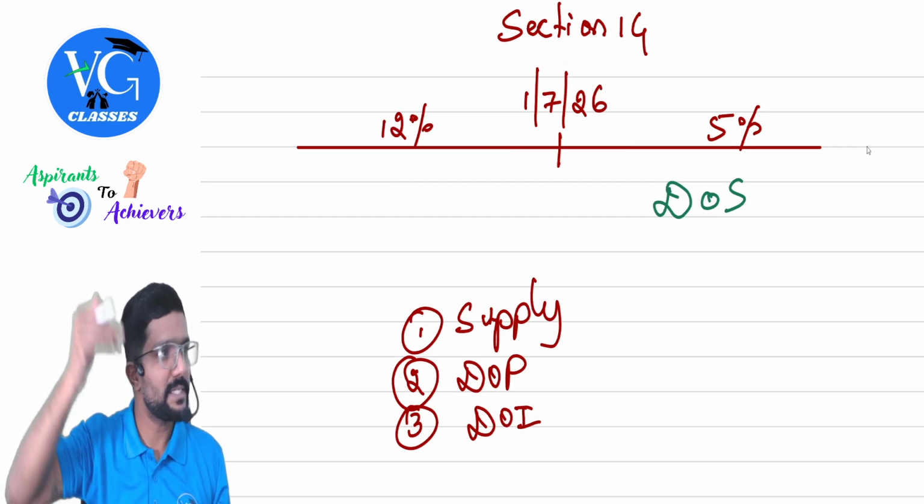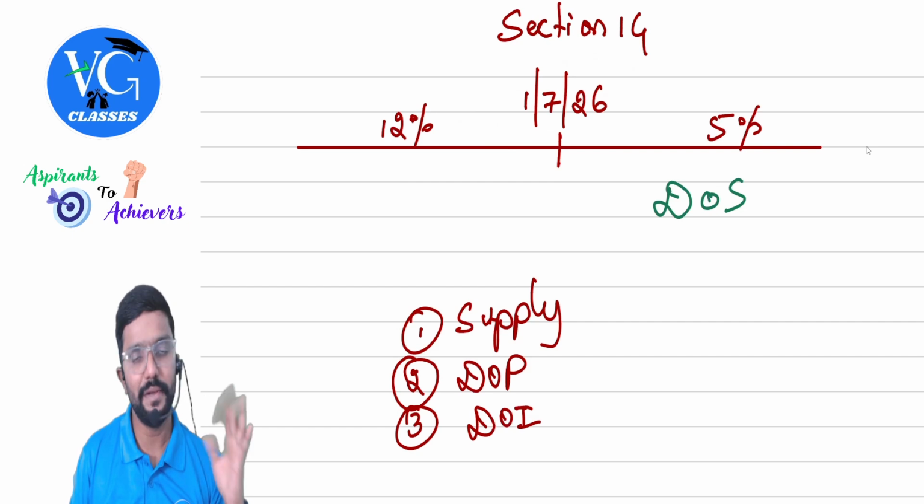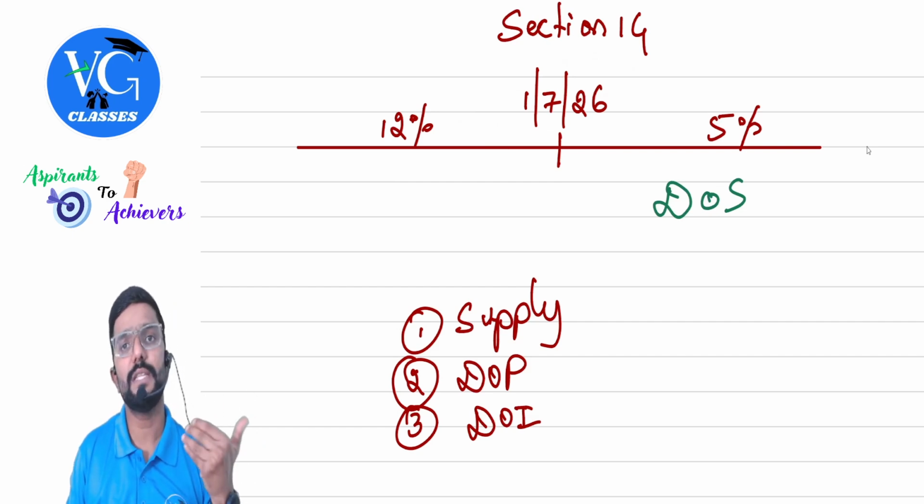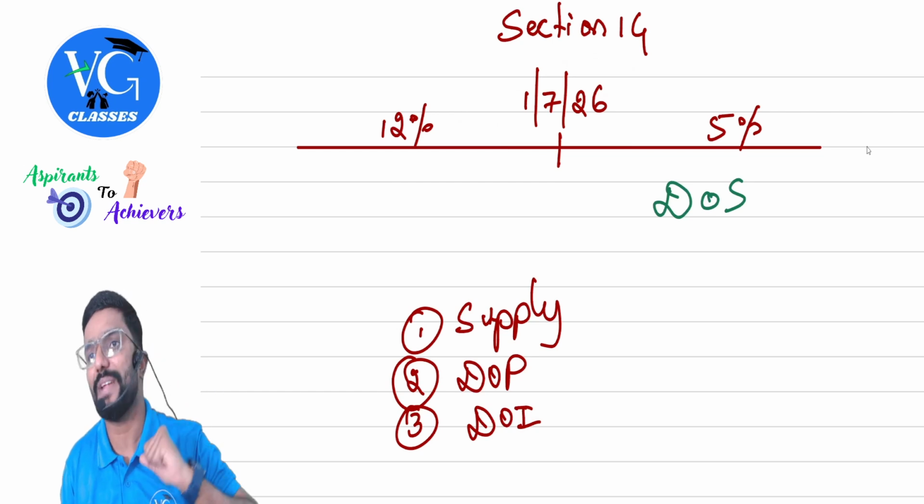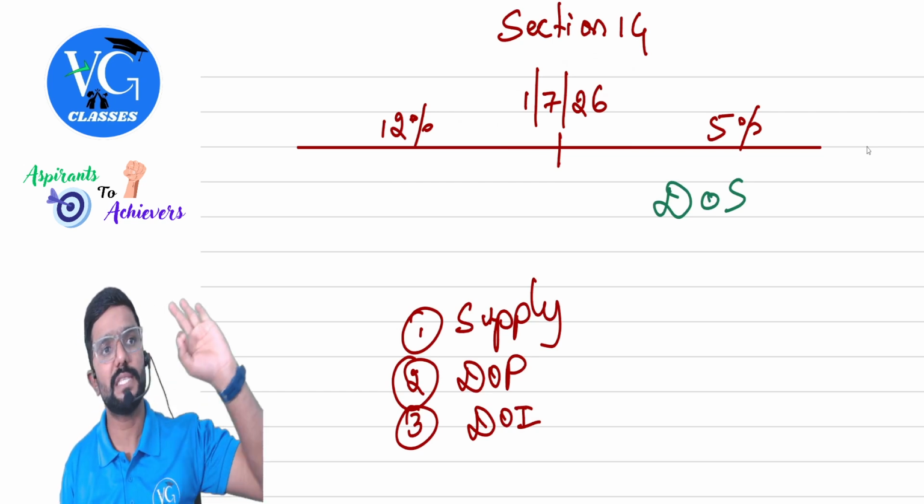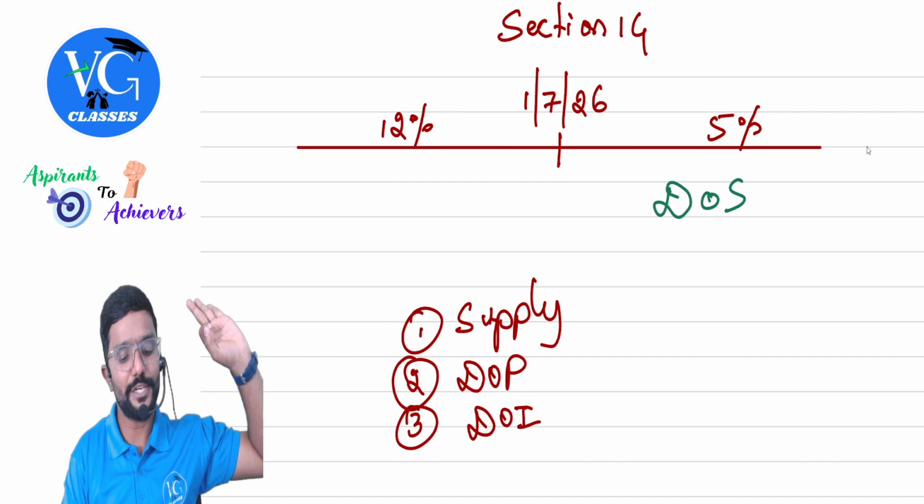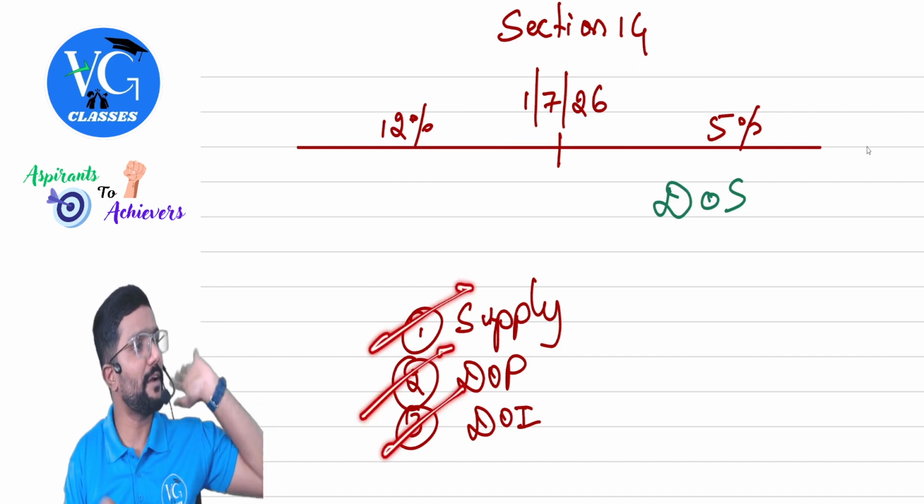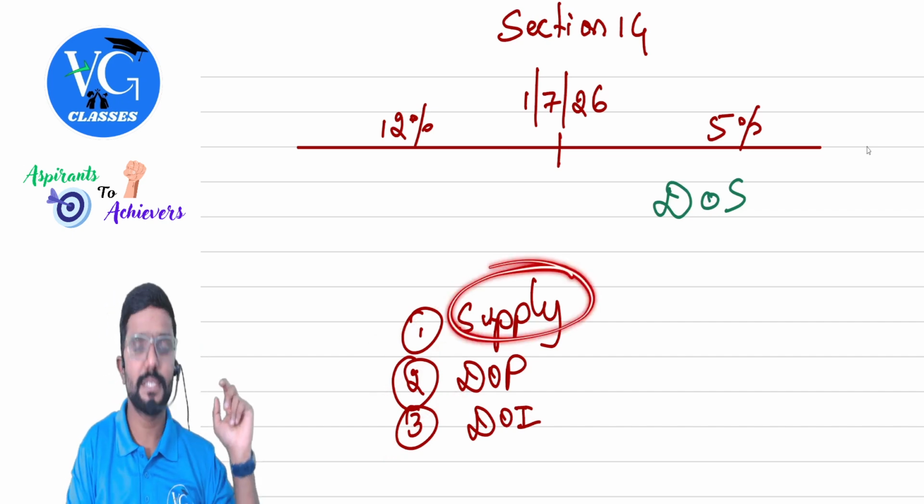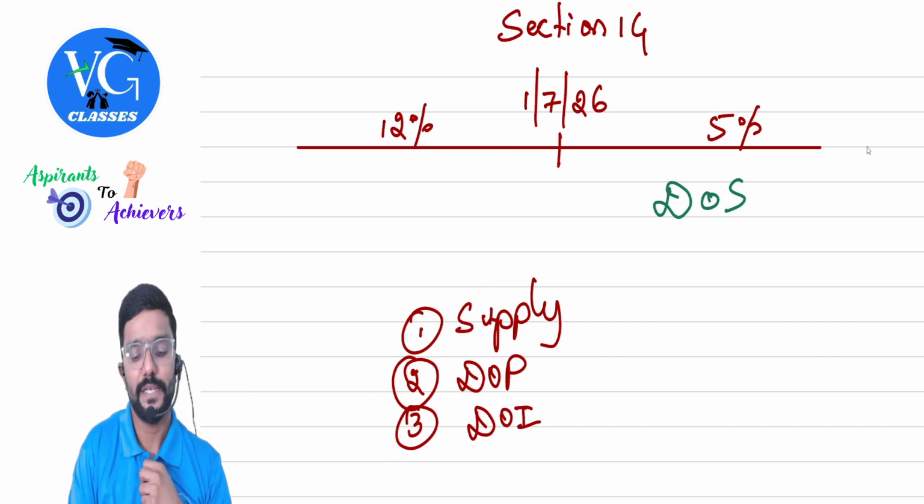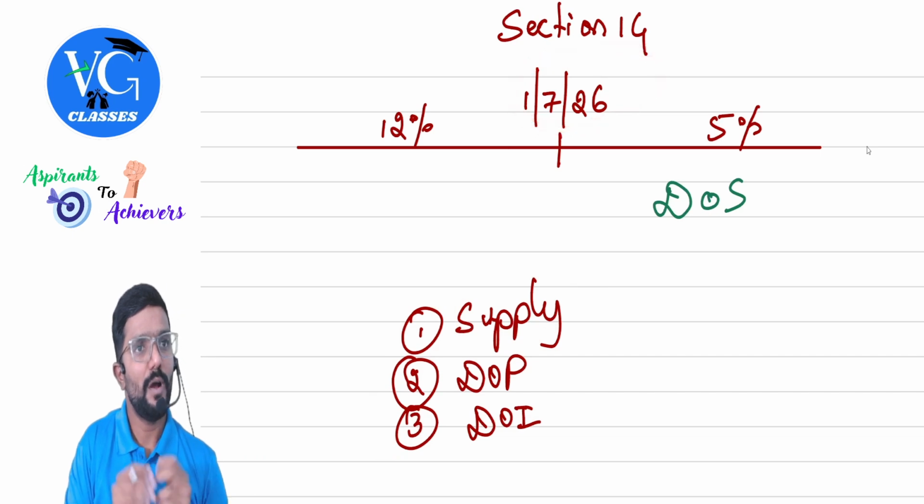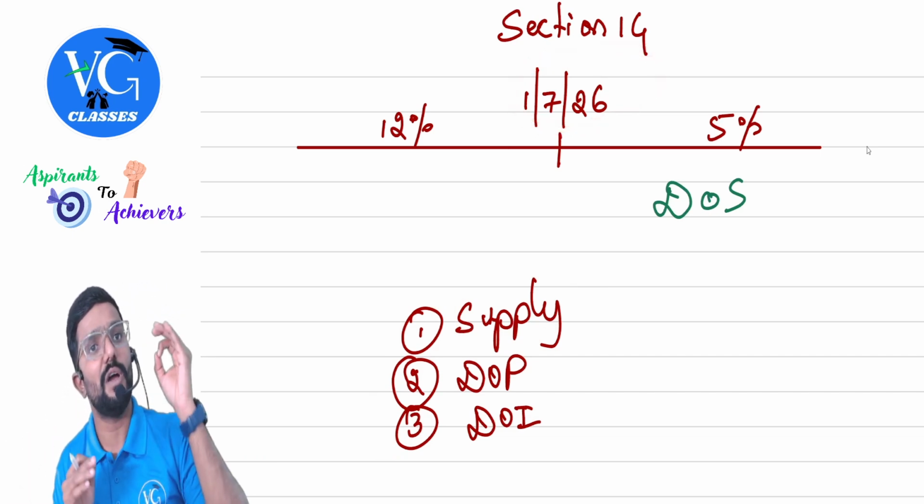Did you understand? Yes. So now listen. I will repeat. Guys, whenever there is a change in rate of GST, we need to apply section 14. Three important things are there for section 14. What is it? Date of supply, date of payment, date of invoice. First thing we need to check is supply. When did supply take place? Is it before 1st July, or is it on or after 1st July? First lock that.